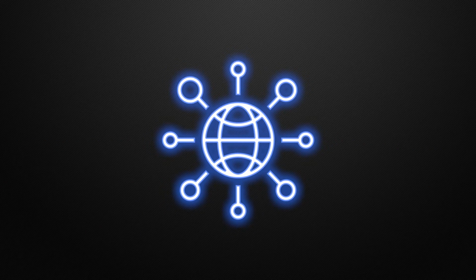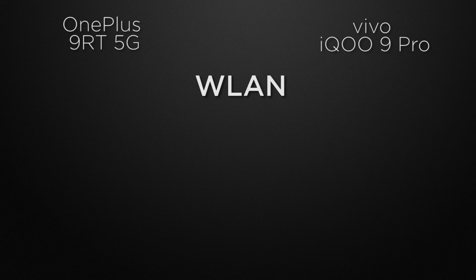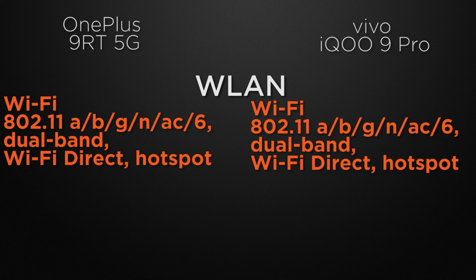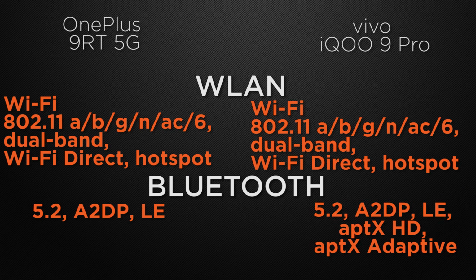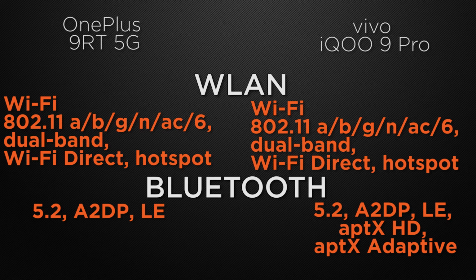Moving to the communication chips in the devices. Starting with the WLAN of the devices, both devices have 6th generation Wi-Fi AC, dual band Wi-Fi, Wi-Fi direct and hotspot, so it's a tie. And about the Bluetooth version of the devices, 9RT has Bluetooth 5.2, whereas 9 Pro also has Bluetooth 5.2. So it's a tie because both devices have the same generation of Bluetooth.